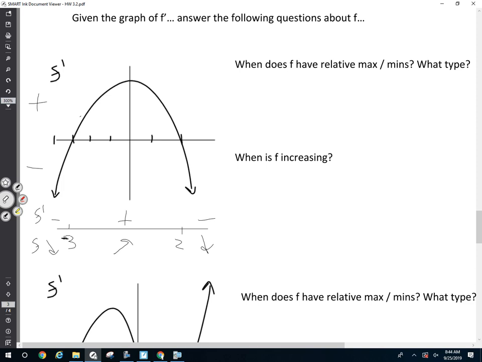So, knowing that, I know for f, x equals -3 is a min. X equals 2 is going to be a max. When is f increasing? F is increasing when f prime is positive. F prime is positive from -3 to 2.